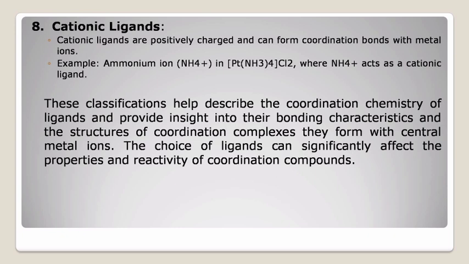Eighth, cationic ligands. Cationic ligands are positively charged and can form coordination bonds with metal ions. Example, ammonium ion, NH4+, in Pt(NH3)4 Cl2, where NH4+ acts as a cationic ligand. Note: these classifications help describe the coordination chemistry of ligands and provide insight into their bonding characteristics and the structures of coordination complexes they form with central metal ions. The choice of ligands can significantly affect the properties and reactivity of coordination compounds.